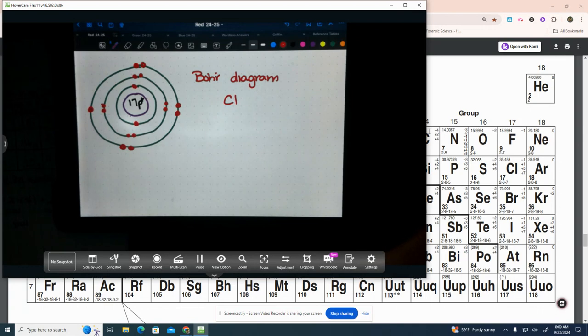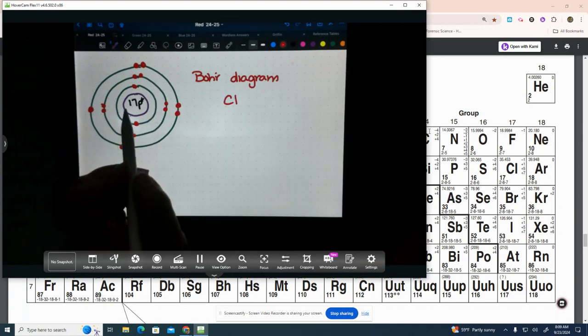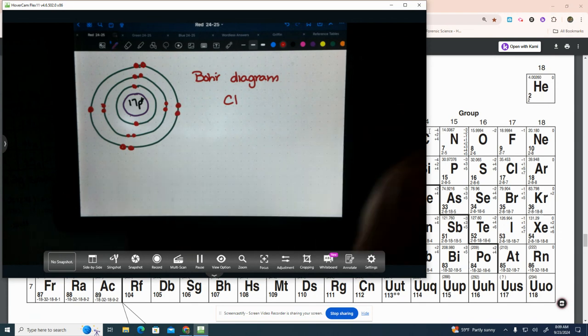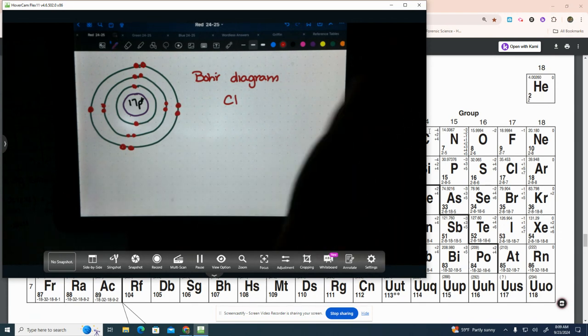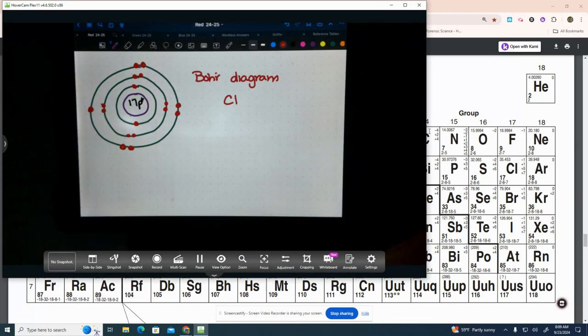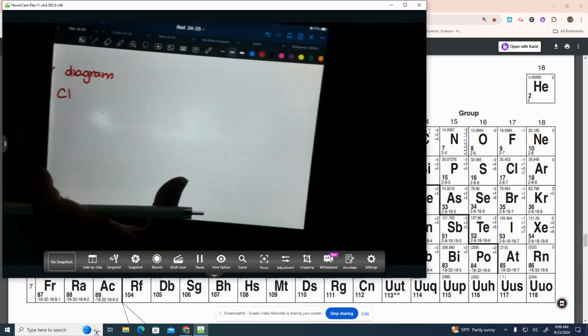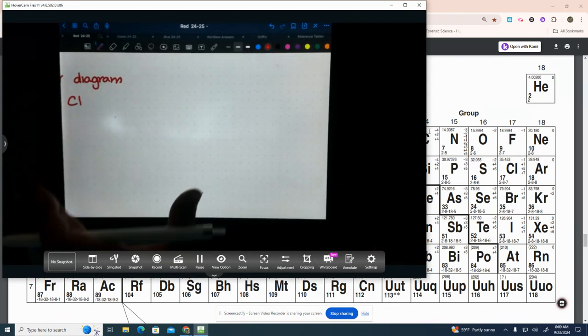Okay. It is still an atom because the number of protons and the number of electrons are equal to each other. We haven't dealt with ions yet. It's still an atom. Okay. I want to give you a formula. I have to turn this just a little bit.